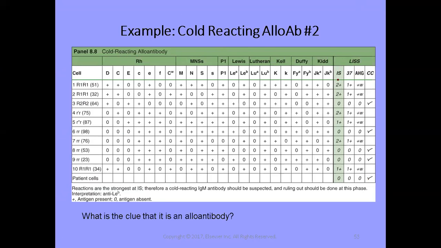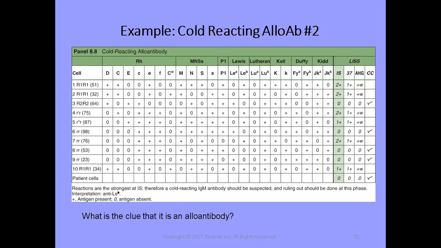At immediate spin, we see the reactions are 2+. They carry through to 37 and even to AHG, but they become much weaker. So this is telling us this is a cold reacting allo antibody. Basically it tells us this down here, and this happened to be an anti-Leb.